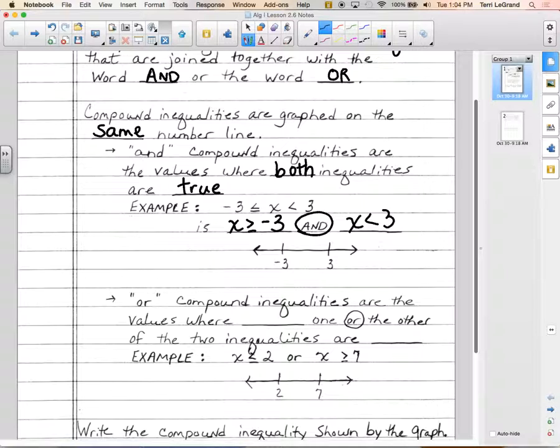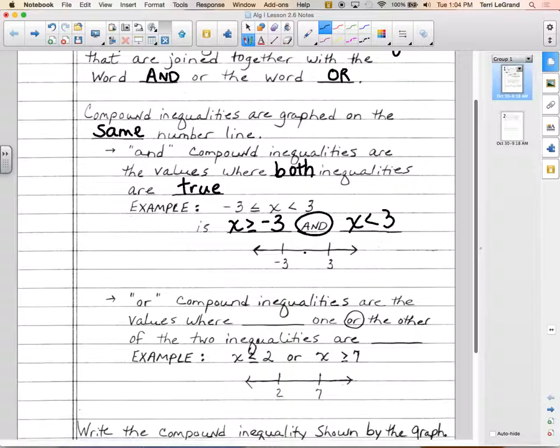So give me some examples of values x could be that would satisfy both of these. Michaela, you give me one. Negative 1. So negative 1 is in between the two of them. Is negative 1 greater than negative 3? Yes. Is negative 1 less than 3? Yeah. It satisfies both of them. That would be a good one.